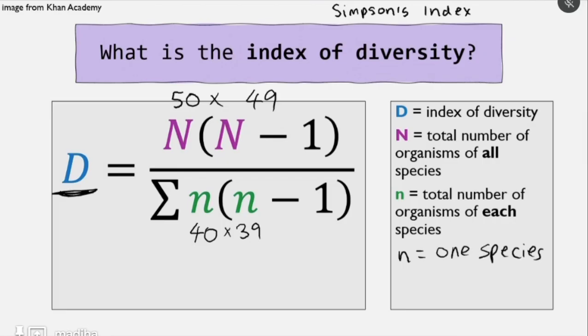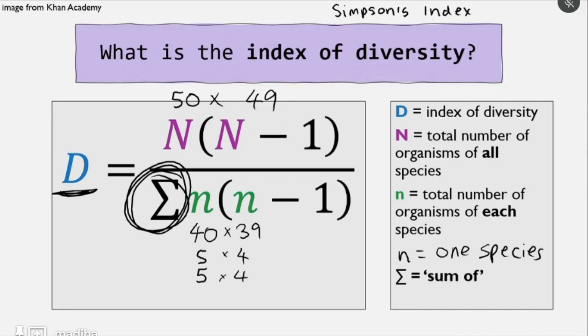So let's say we have chickens. We have 5 chickens. So you just do 5 times 4. And then let's say we have 5 grass species. So 5 times 4. And then this symbol here, we'll get onto it now. It means the sum of. So we're going to add up all of these species. So whatever we calculate for each of these, we add it up, and that's what becomes our denominator of the fraction, okay? So that is essentially the index of diversity split down.